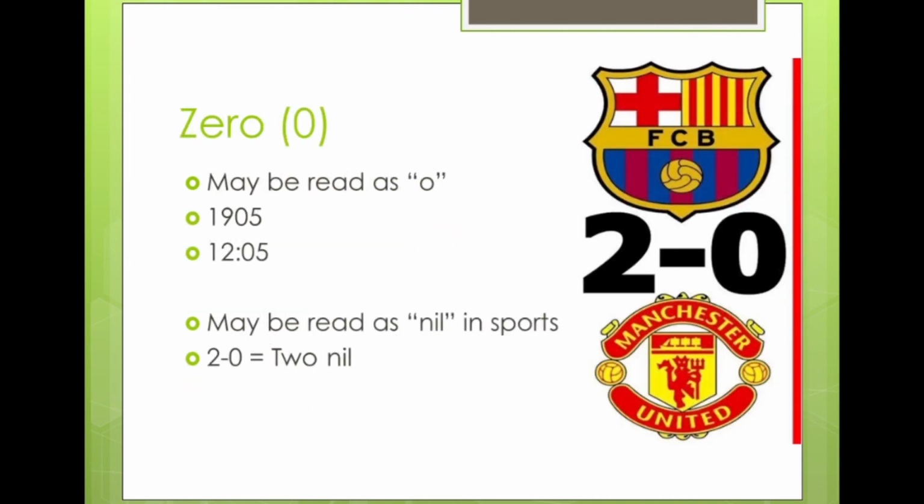There are also various ways to read the number 0. It may be read as O, such as 1905 or 1205. We will discuss time in a later video. 0 may also be read as nil in sports. For example, 2-0.